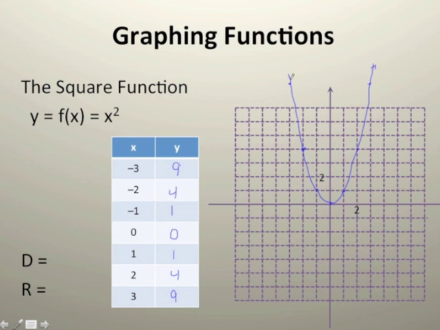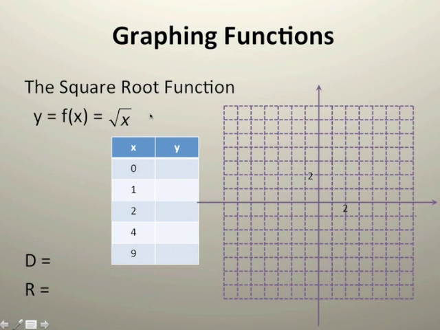Okay, that's a parabola. The domain is all real numbers, from negative infinity to infinity. The range, starting from the bottom, the first place I run into is 0. That is counted, so that's a bracket, and it goes to infinity.